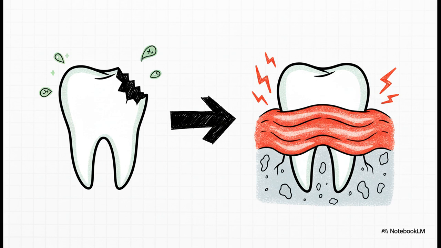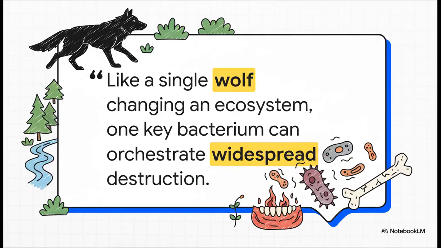But there's another equally destructive collapse that can happen in your oral ecosystem. And this one has nothing to do with sugar and acid. This one is all about inflammation, and it's what leads to gum disease. To get your head around gum disease, you need to understand the idea of a keystone pathogen.